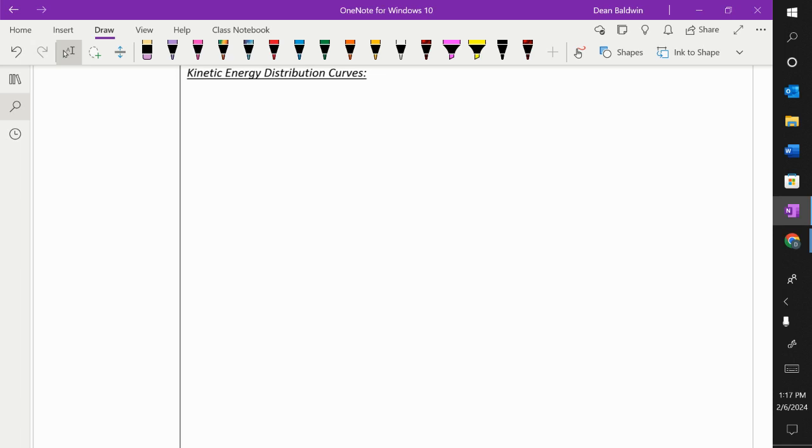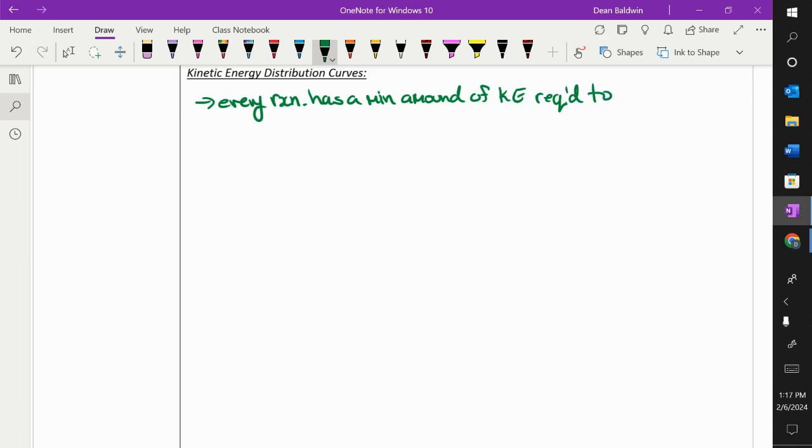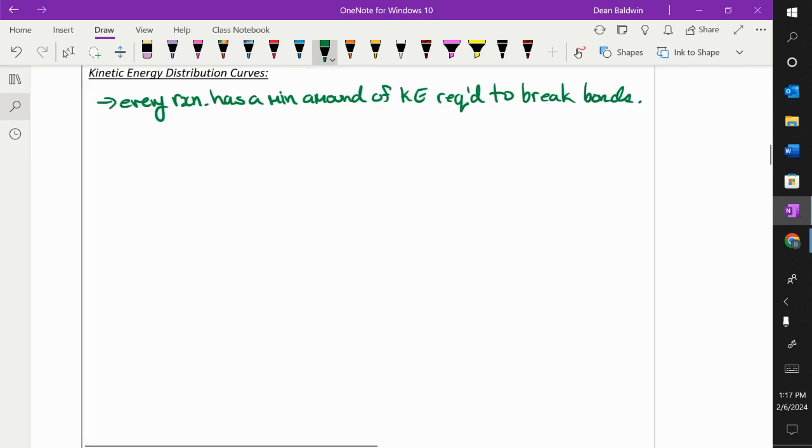All right. So we know that every reaction has a minimum amount of energy, I'll say kinetic energy, required to break the bonds. This is called the threshold energy.